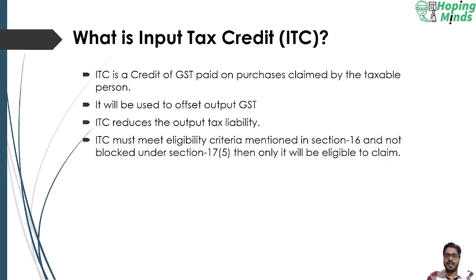For example, if I have paid rupees 10,000 as GST on my purchases and I have collected rupees 18,000 from my customers as GST, then the net liability that I have to discharge in cash will be rupees 18,000 minus rupees 10,000, that is only rupees 8,000. So such availment of input tax credit helps avoid the cascading tax effect and also reduce the ultimate cost.